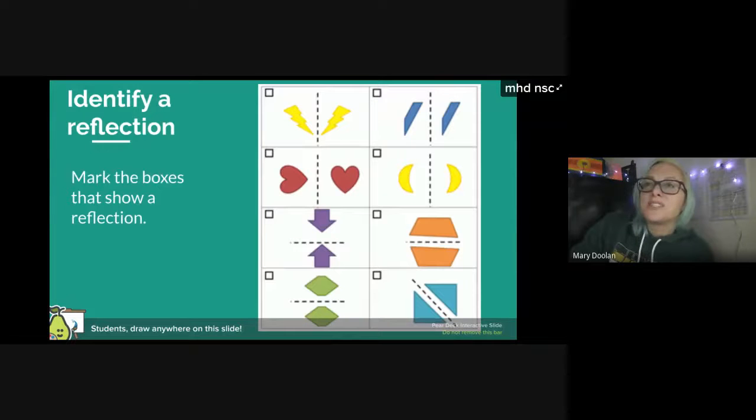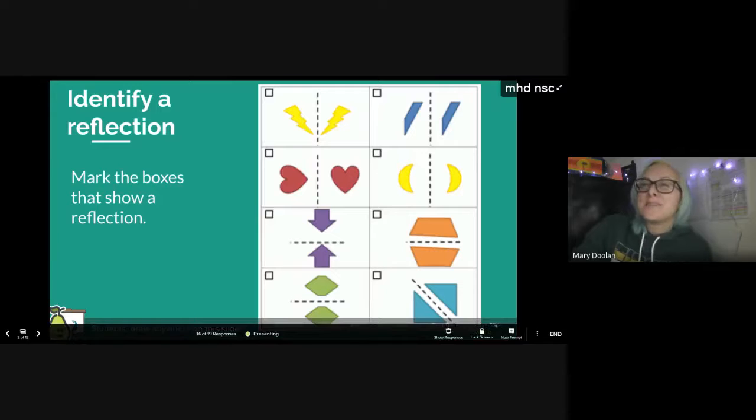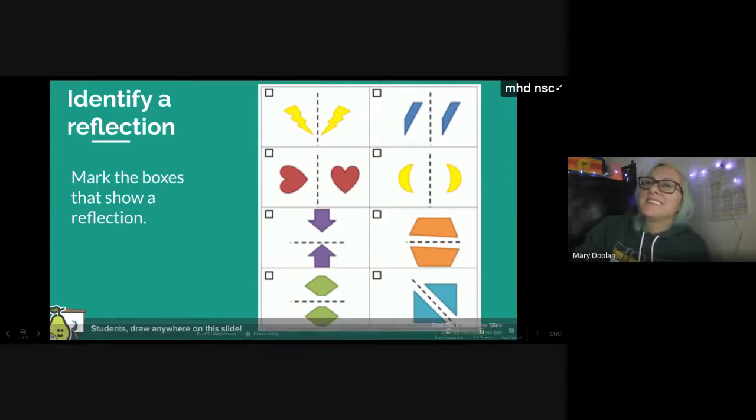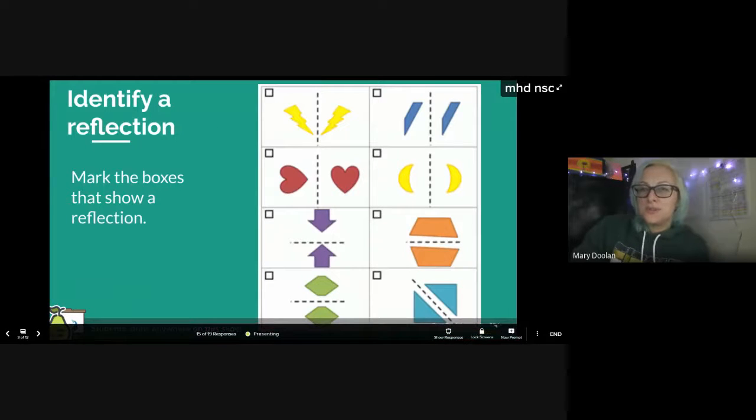I like how some of you are taking different approaches to marking the ones that are. Some are being very creative. Some of you are marking out with a big red X the one that is not, and that's fine. Find the reflections. You have to imagine if you were to fold it on that dashed line, would it make a match?